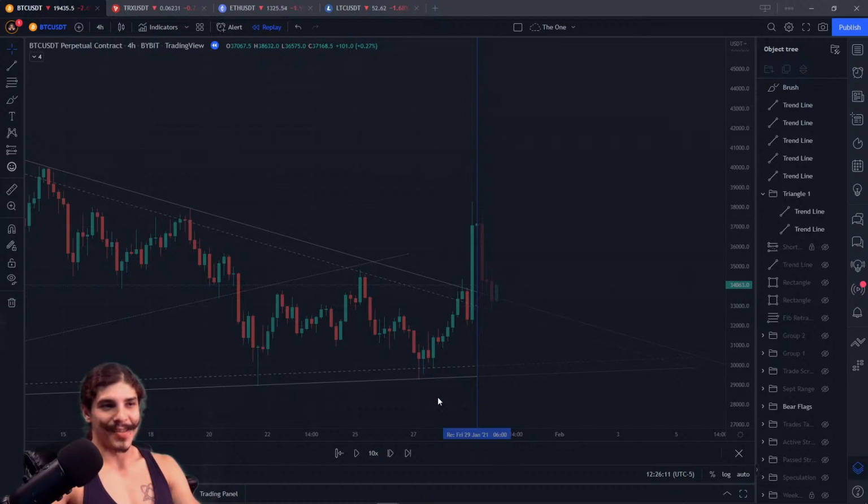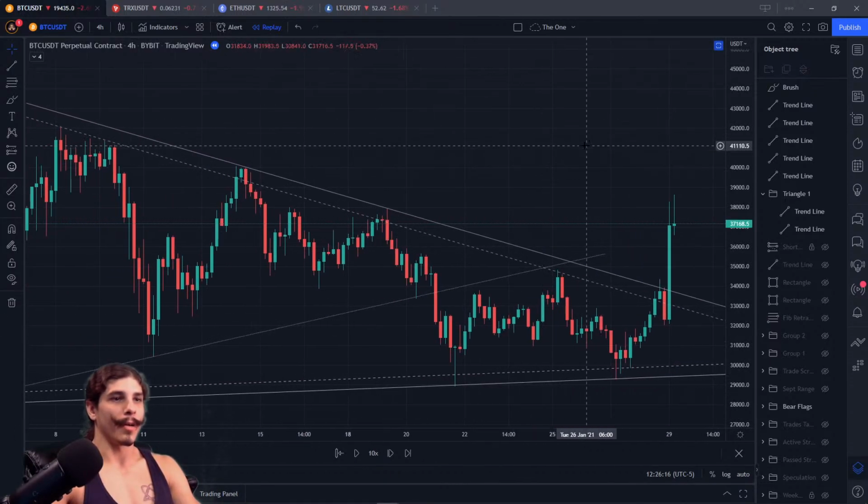I don't know why it's taking so long just to load a few candlesticks there. Maybe I have to spam it really quick. There we go. Okay, perfect.